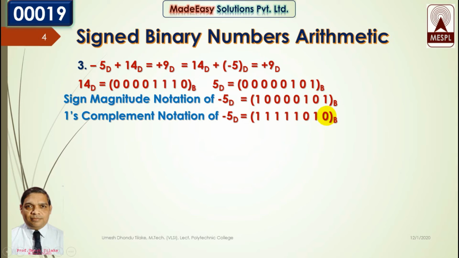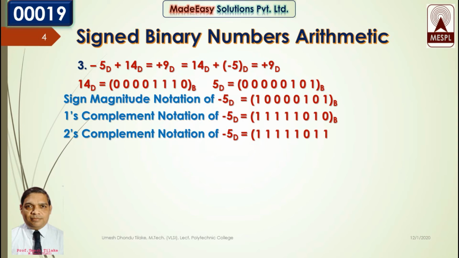Now add 1 to this LSB to get its 2's complement. 0 plus 1 will get 1. So this LSB will change to 1. Remaining bits will remain as they are. So the 2's complement of minus 5 will be 1 1 1 1 1 0 1 1. So let's write it down. The 2's complement notation of minus 5 is 1 1 1 1 1 0 1 1.